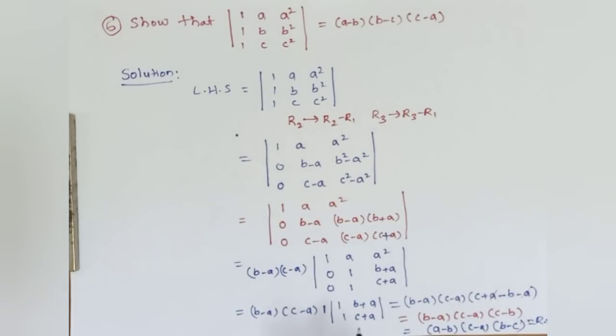Here you may have a doubt: why am I expanding this with only 1 into something? The next term is plus 0 into something, which is 0, and plus 0 into something is 0. So here I'm not writing that part.